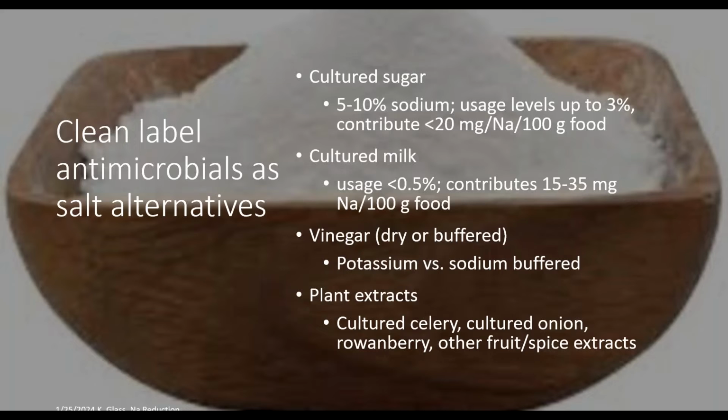Unfortunately, many consumers avoid purchasing foods with chemical-sounding names and elect for clean label alternatives. Fortunately, there are commercially available sources of lactate, propionate, and antimicrobial peptides that are derived from cultured sugar or cultured milk products. Vinegar is an alternative to sodium diacetate, and cultured plant extracts can deliver the equivalent of sodium nitrite, sorbic acid, and other antimicrobial compounds.